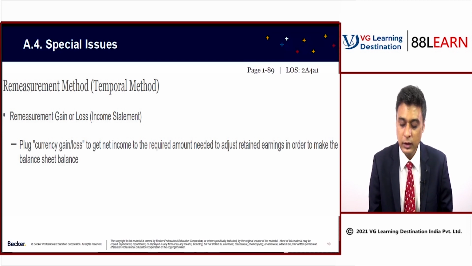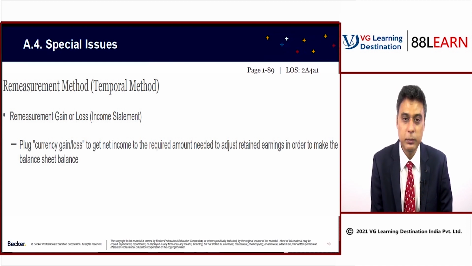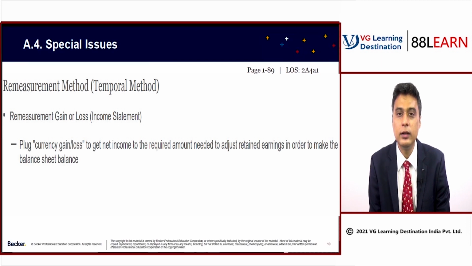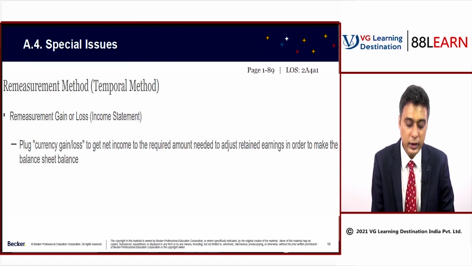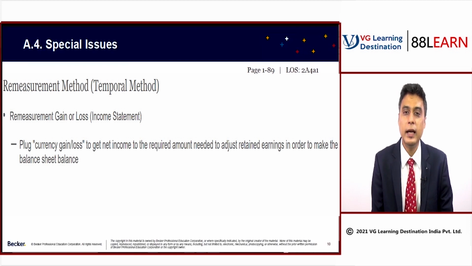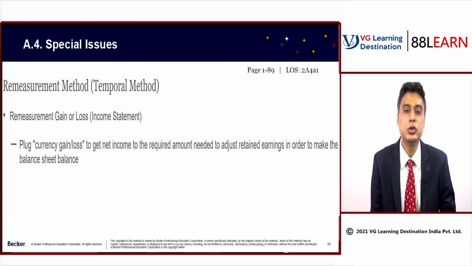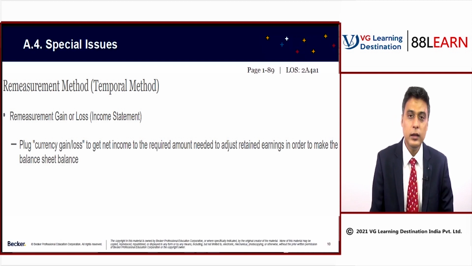What does this sentence mean? Let's go backwards. What are the last few words in the sentence? In order to make the balance sheet balance. That means in order to make the balance sheet balance, we have to do what? We need to adjust retained earnings. In order to adjust retained earnings, what do we need to do? We have to get the net income to the required amount, right? So we have to get the net income to the required amount by doing what? By plugging in a gain or a loss, which is called the remeasurement gain or remeasurement loss, which of course goes to the income statement, right?